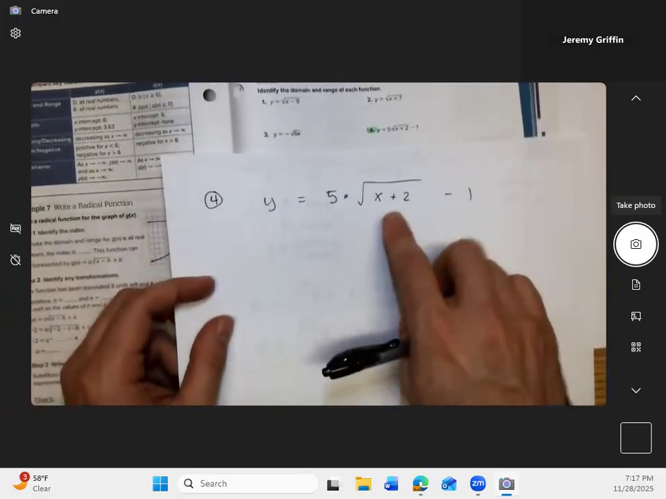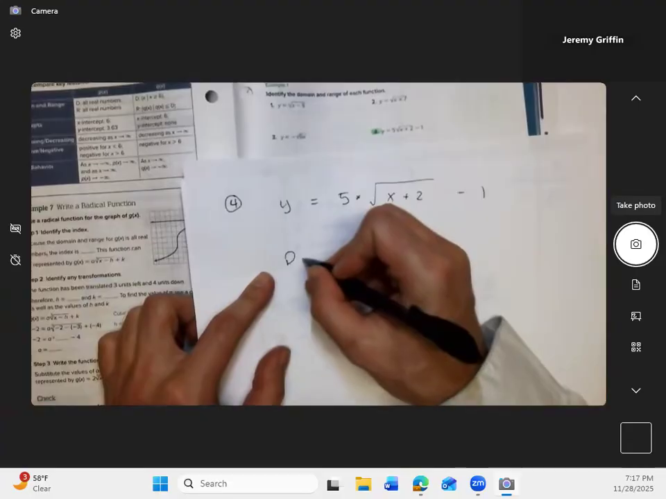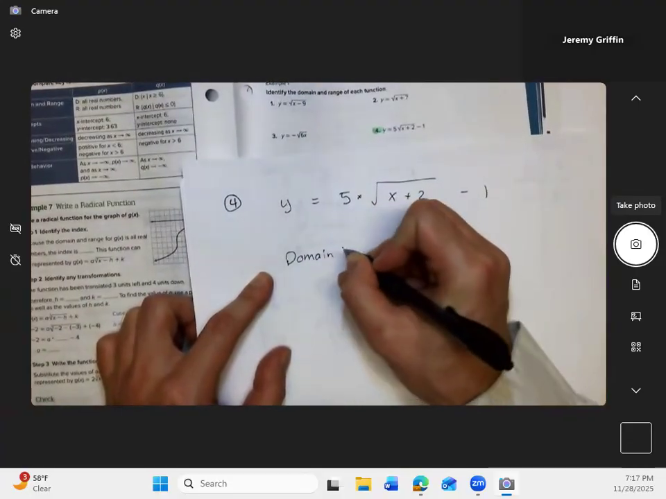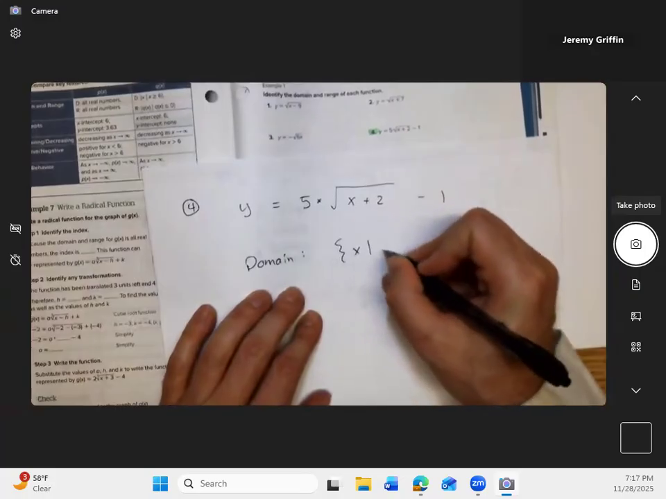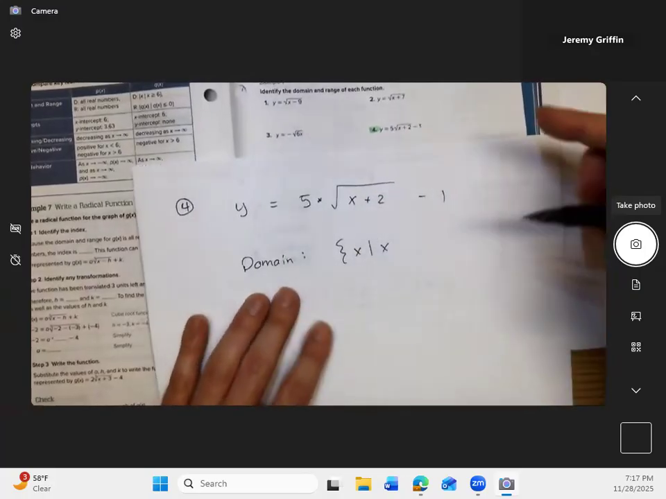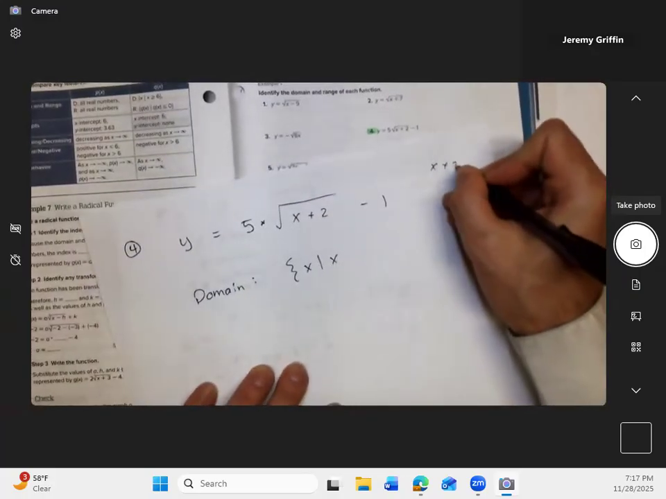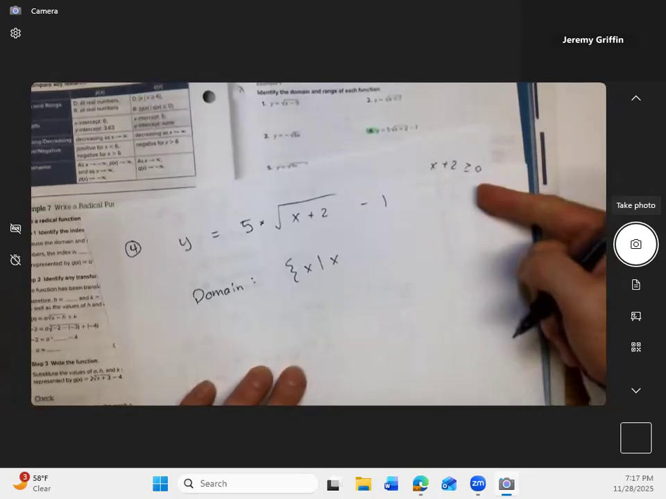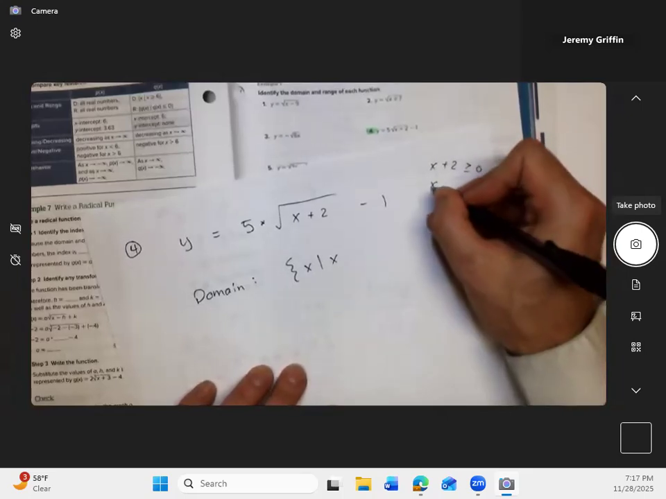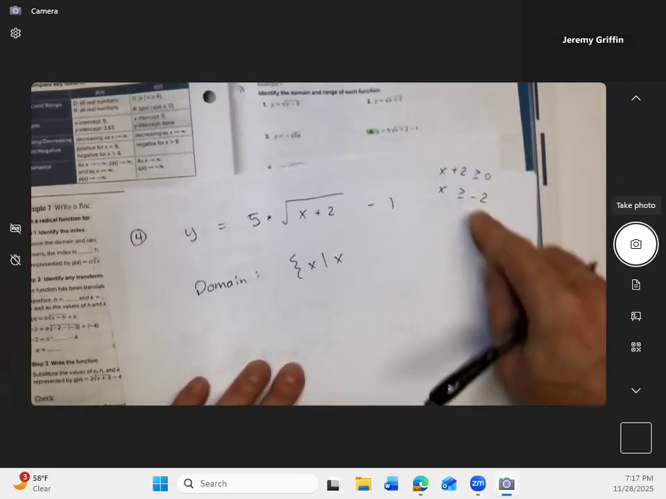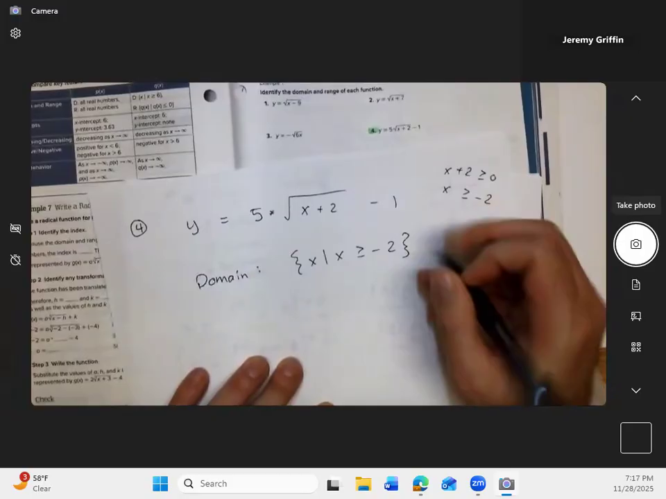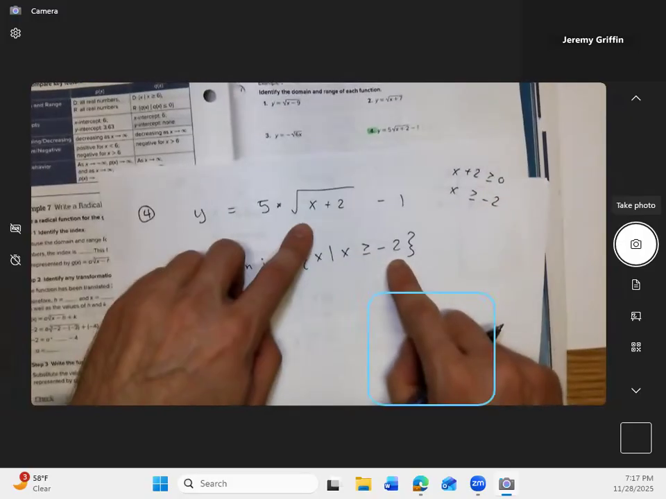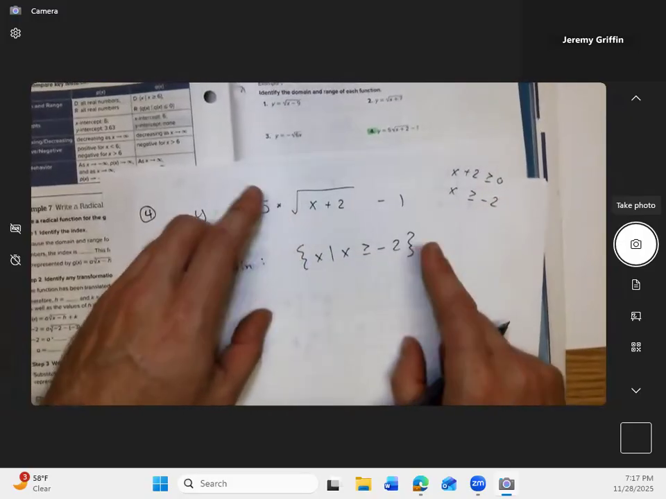A lot of fun stuff we could do here. I'll throw this in Desmos too, but first the domain. In set builder notation, it would be x such that x. Now, if I do a little math, x plus 2 has to be greater than or equal to 0. So you subtract 2, and x has to be greater than or equal to -2. If x was -2, then this would be 0 and it would just barely work.